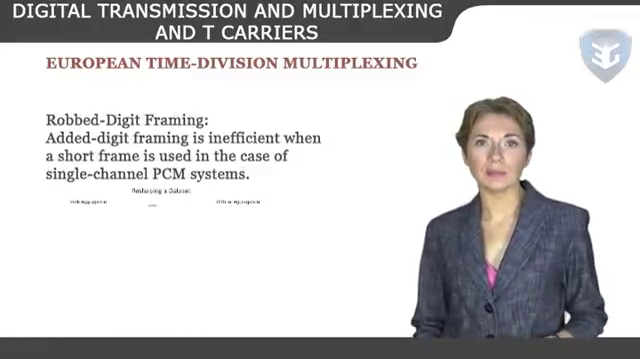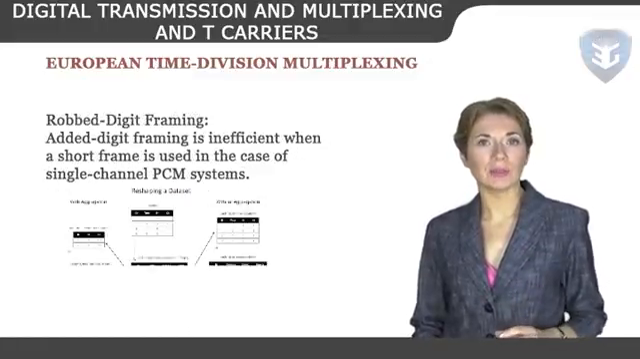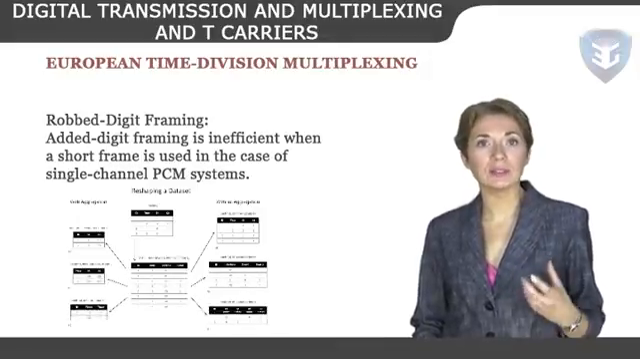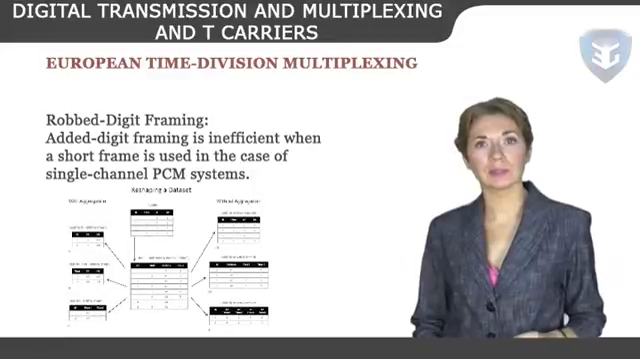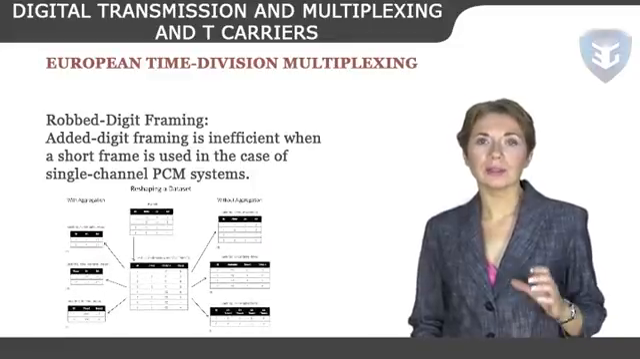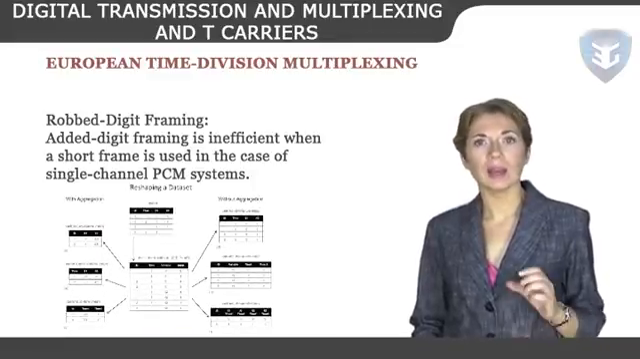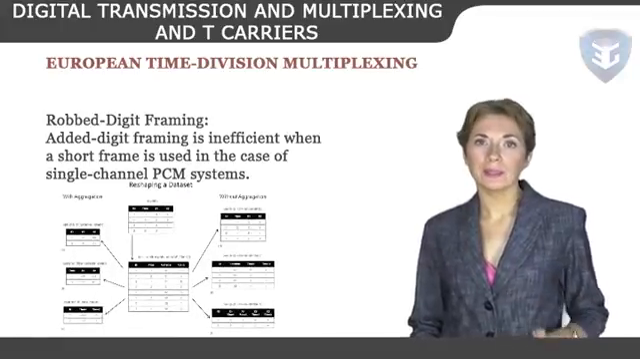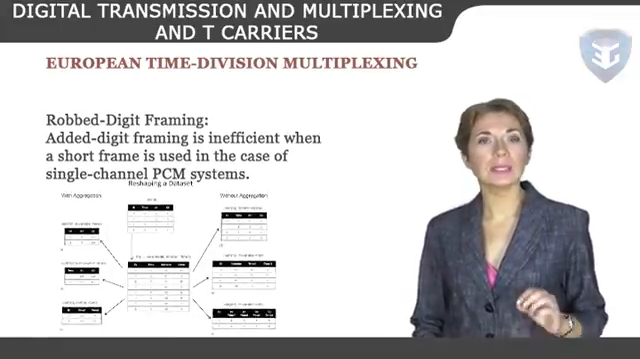Robbed digit framing. Added digit framing is inefficient when a short frame is used in the case of single-channel PCM systems. As an alternative, the least significant bit of every nth frame is replaced with a framing bit. This process is called robbed digit framing.